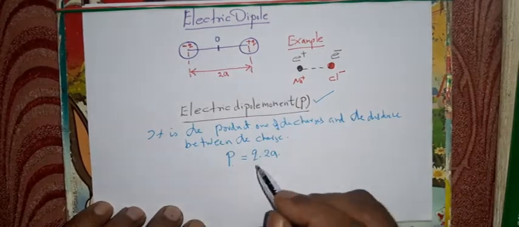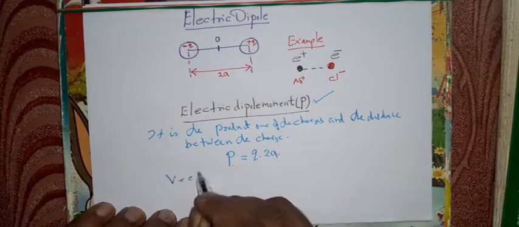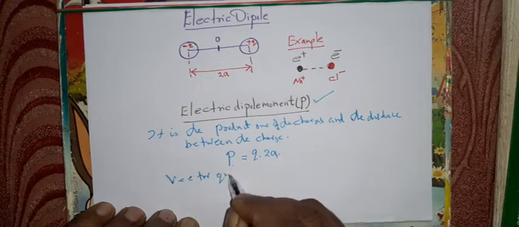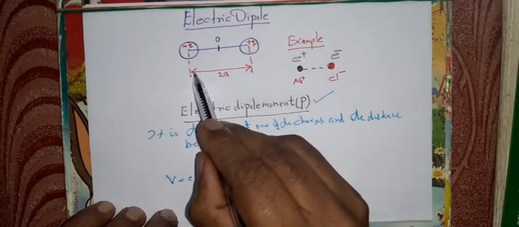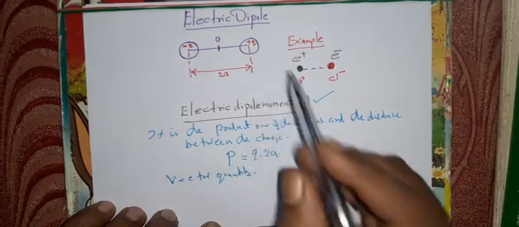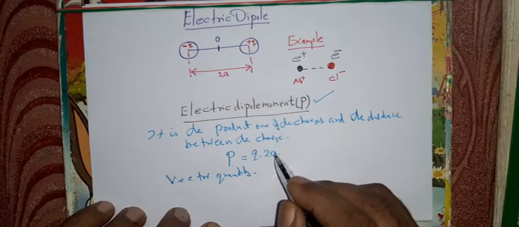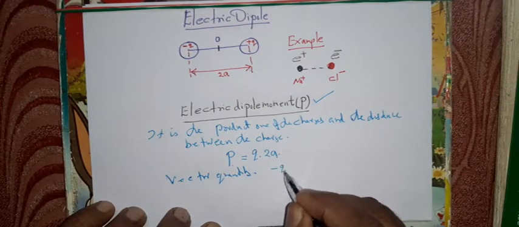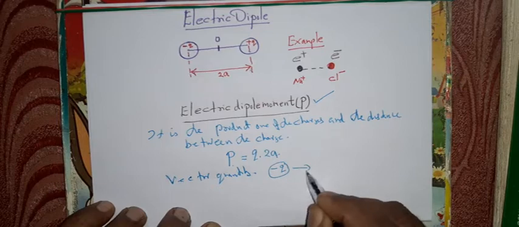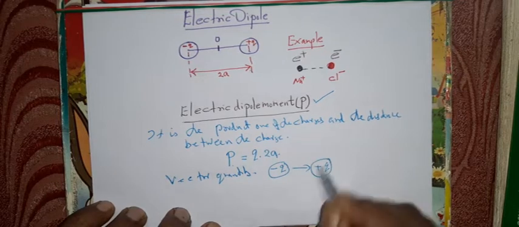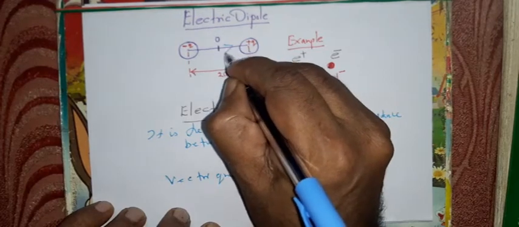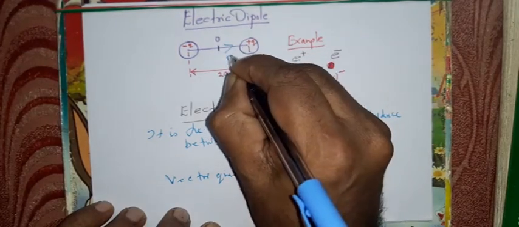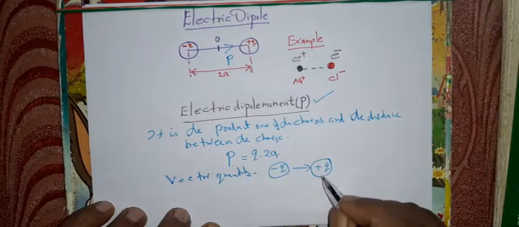Electric dipole moment is a vector quantity. It is not scalar, it is a vector quantity. That means it has a direction. What is the direction of electric dipole moment? Electric dipole moment is directed from minus q to plus q. This is the direction of the electric dipole moment.